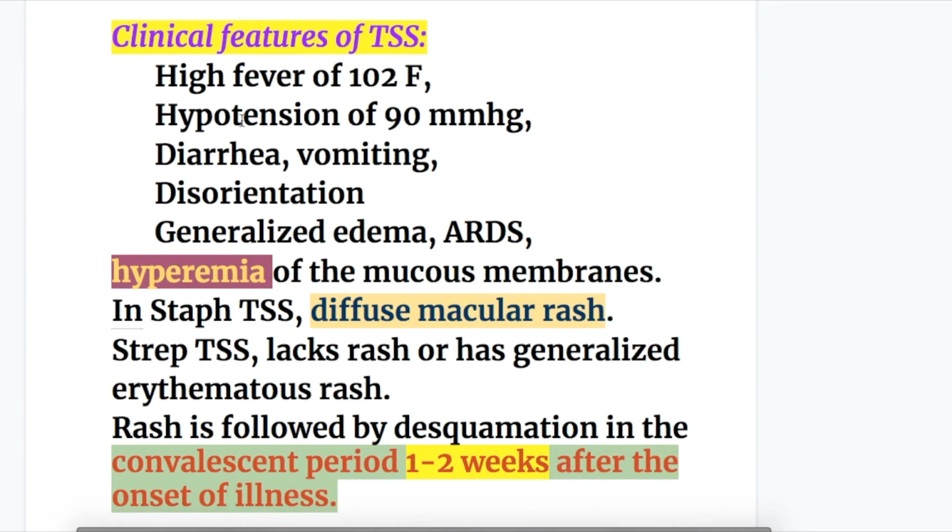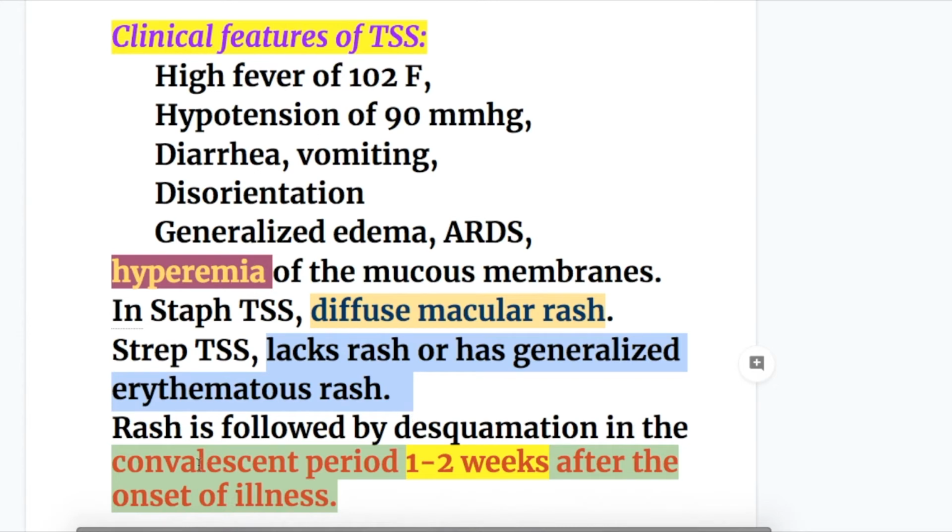Now the clinical features of toxic shock syndrome: high fever of 102 degrees Fahrenheit, hypotension of 90 millimeters of mercury. So hyperthermia with hypotension, diarrhea, vomiting and disorientation, and generalized edema and acute respiratory distress syndrome. There is hyperemia of the mucous membrane, and in staph TSS there is diffuse macular rash, whereas streptococcal toxic shock syndrome lacks rash or has a generalized erythematous rash.